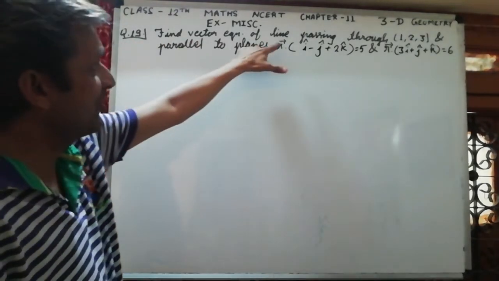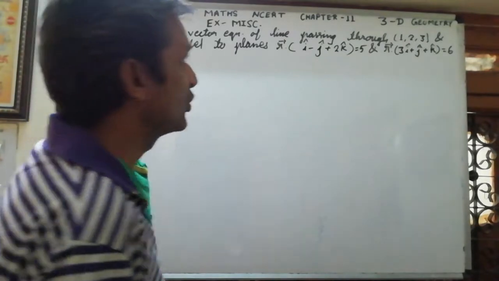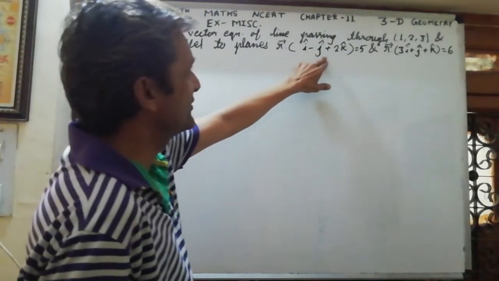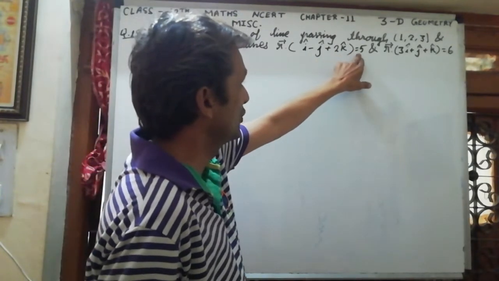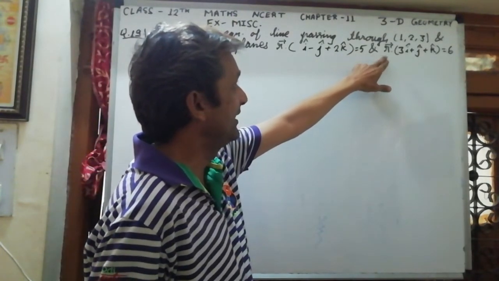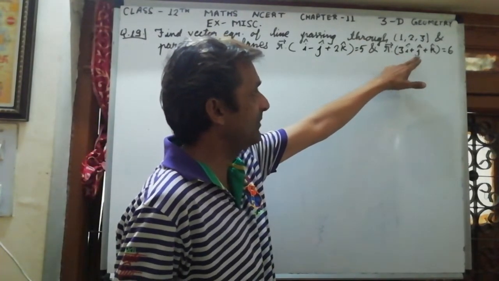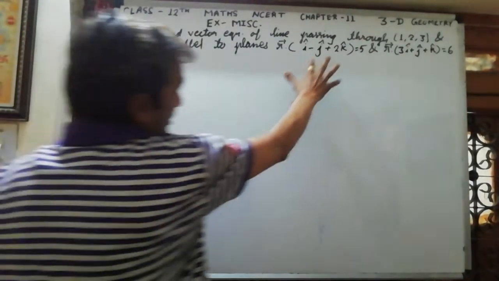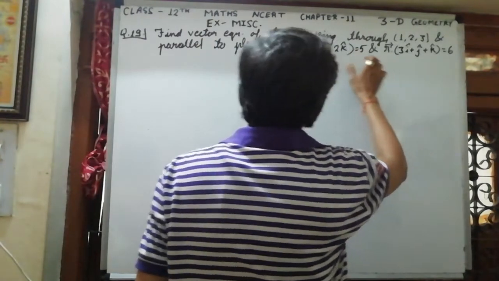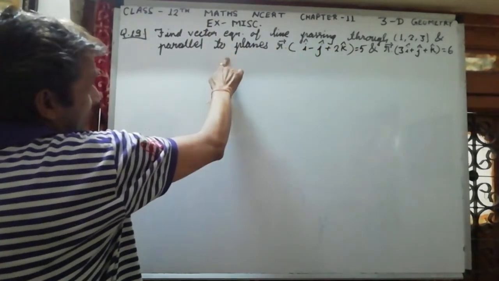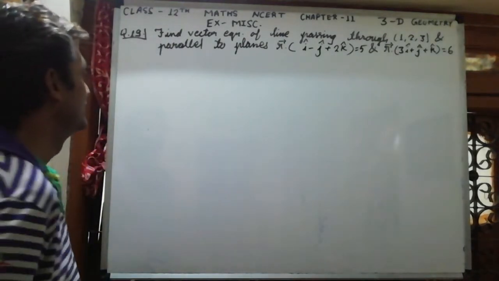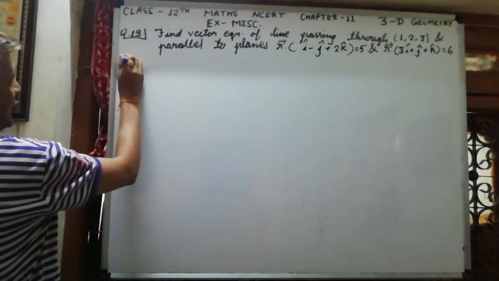Find the vector equation of the line passing through (1, 2, 3) and parallel to the planes r dot (i minus j plus 2k) is equal to 5 and r dot (3i plus j plus k) is equal to 6. These are the equations of the planes where the line is parallel to the planes and the line is passing through (1, 2, 3). We have to find the equation of the line. So, solution.